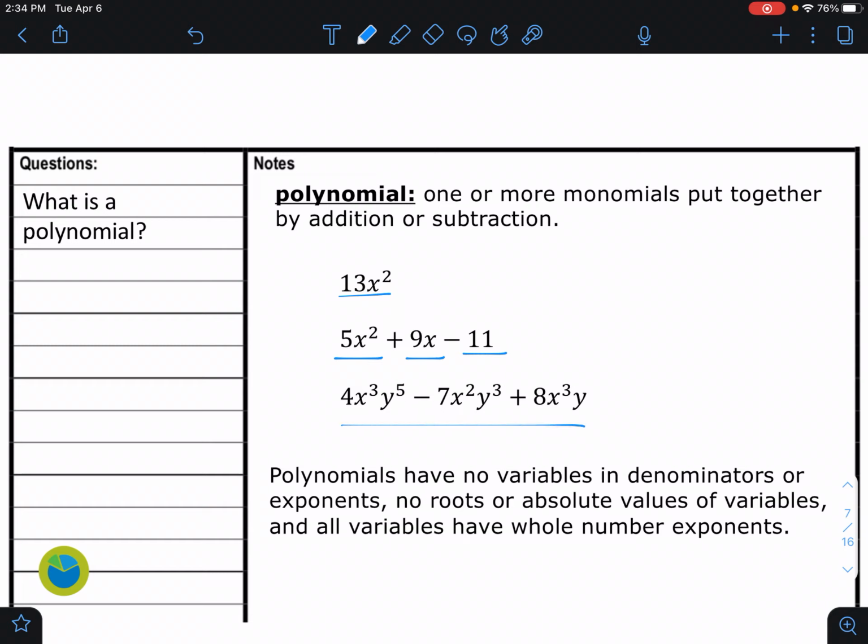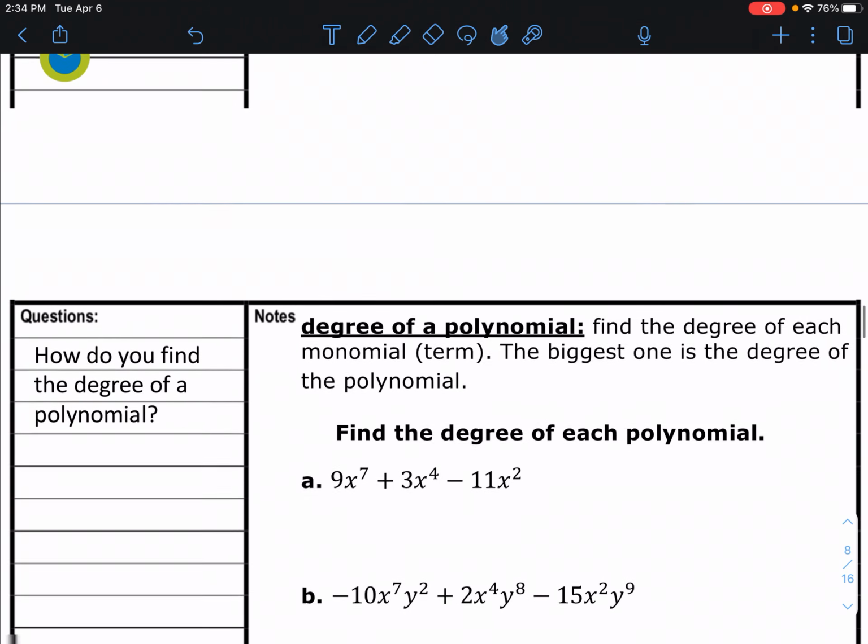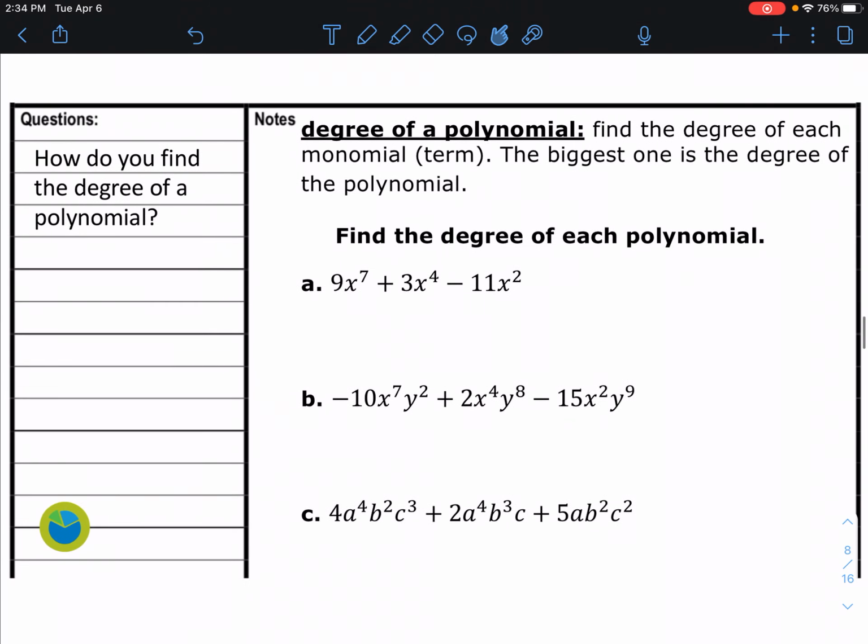Okay, there's a note here. Polynomials have no variables in denominators or exponents, no roots or absolute values of variables, and all variables have whole number exponents. Okay, just a couple of things to be aware of. All right, so now we know how to find the degree of a monomial. How do we find the degree of a polynomial?